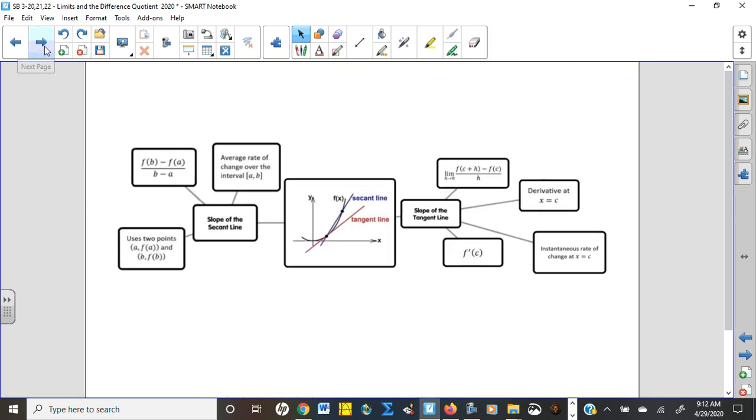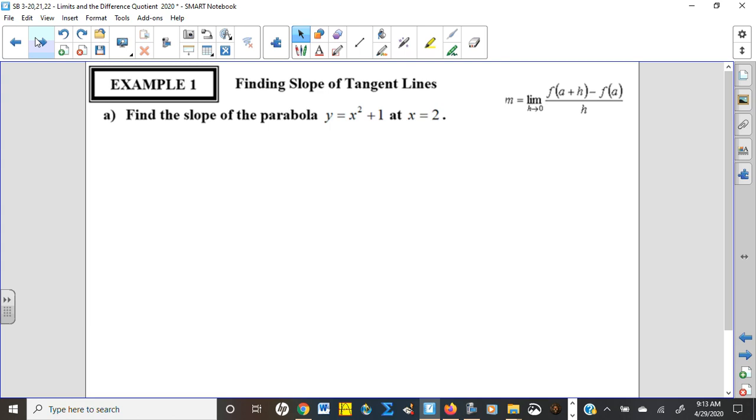Have we talked enough about what the difference quotient is? Maybe now it's time to talk about how to apply it, because that, of course, is what we need to do. So here's the first example. In your book, it's all worked out. But for this first one, I'm going to go ahead and write it out for you. I want you to see this from scratch.